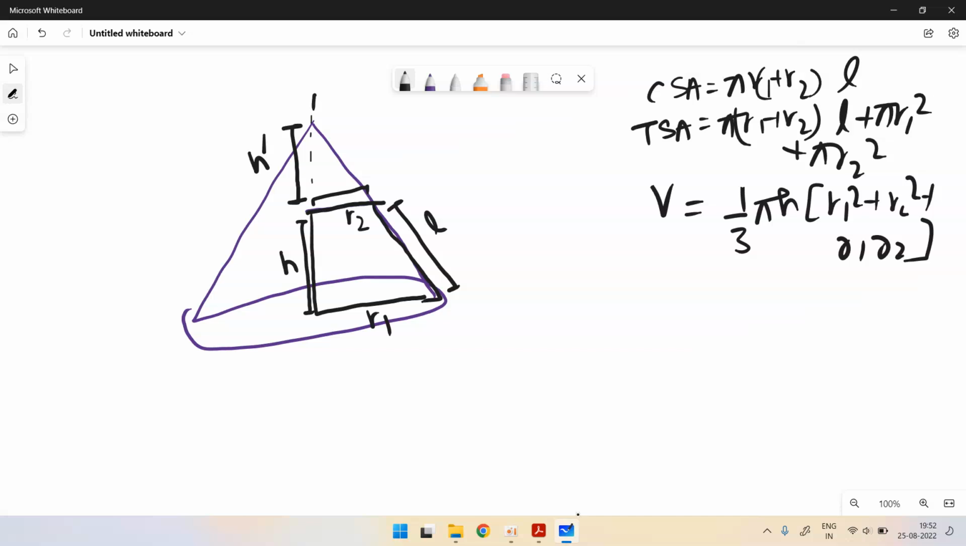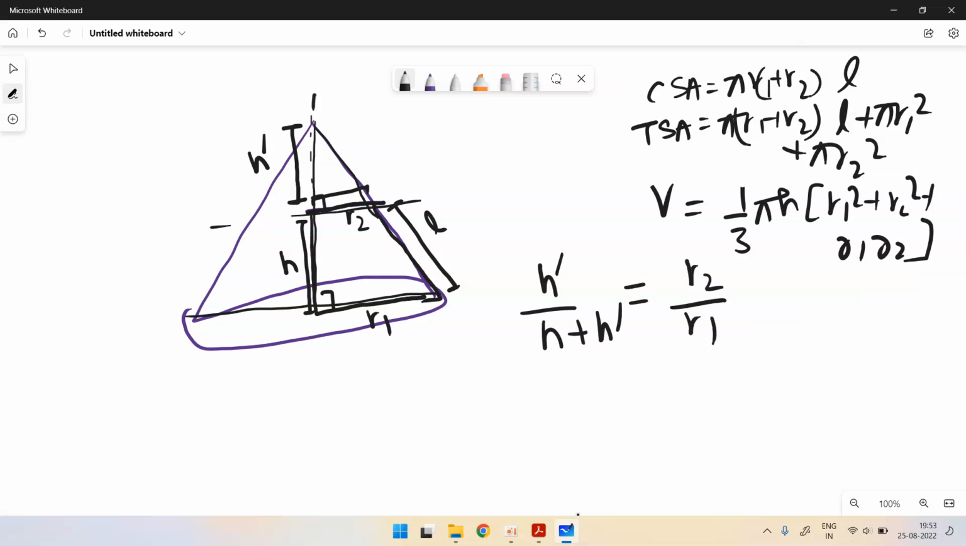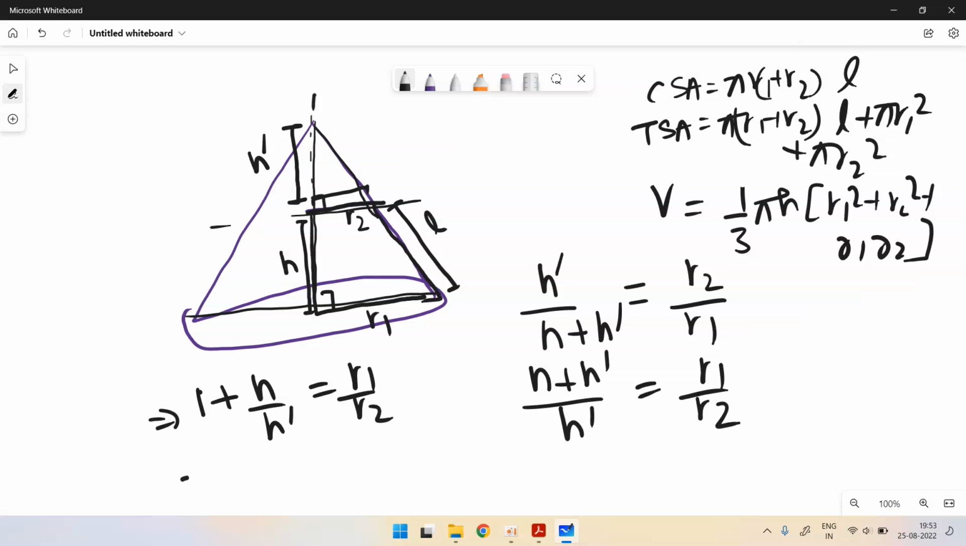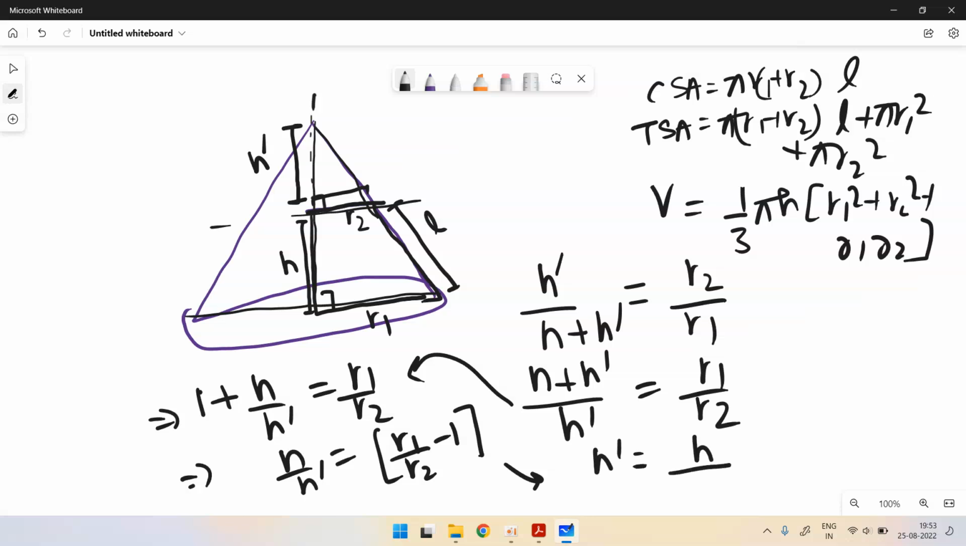Now, right circular cone. These two are parallel. Since these two are parallel, you must know the property of a triangle: H dash by (H plus H dash) equals R2 by R1, or (H plus H dash) by H dash equals R1 by R2. From here, 1 plus H by H dash equals R1 by R2. To find the value of H dash, H by H dash equals R1 by R2 minus 1, which implies H dash is H by (R1 minus R2) into R2.